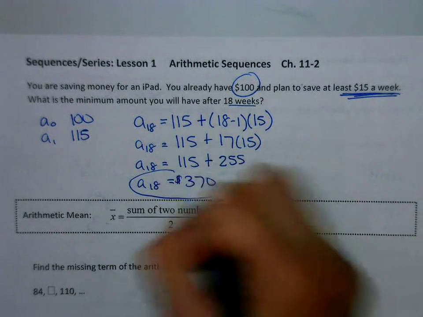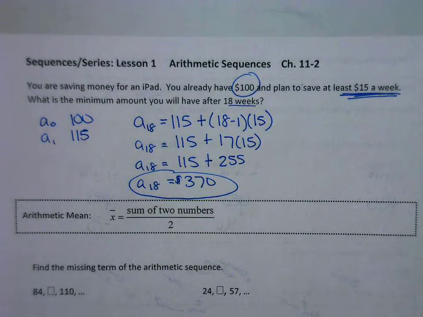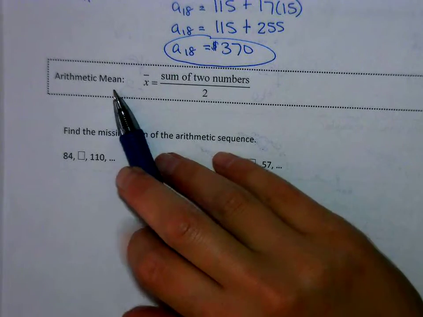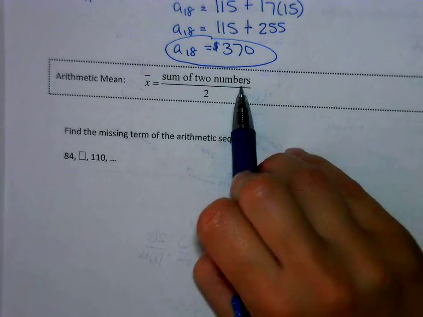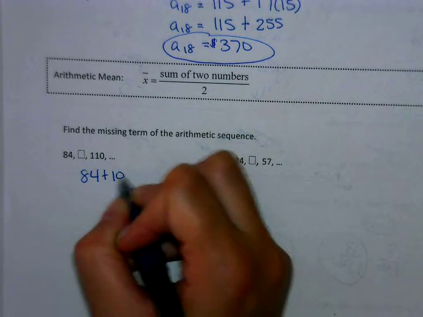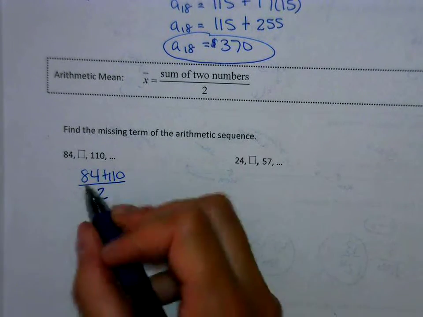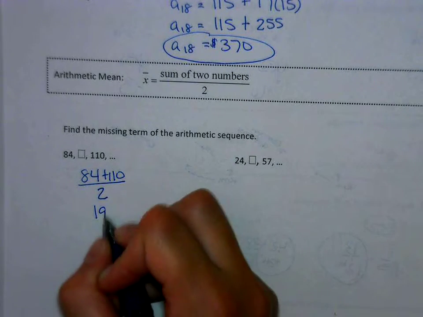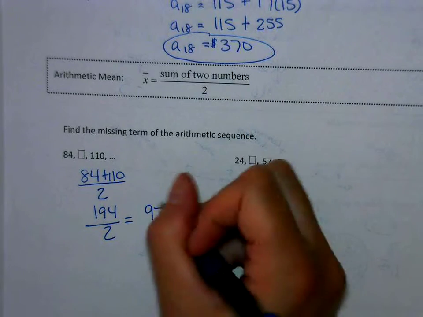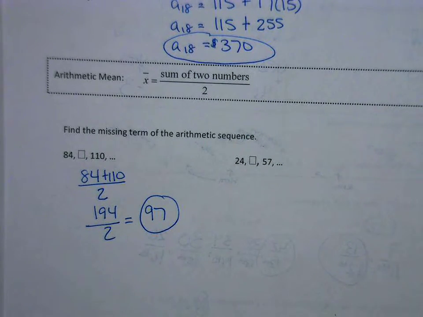So let's look at our last concept for today. Finding the arithmetic mean. To find the arithmetic mean, we take the sum of the two numbers and divide it by 2. So if we take the sum of our two numbers and divide by 2, 84 plus 110 is 194. And we divide it by 2. The arithmetic mean is 97.